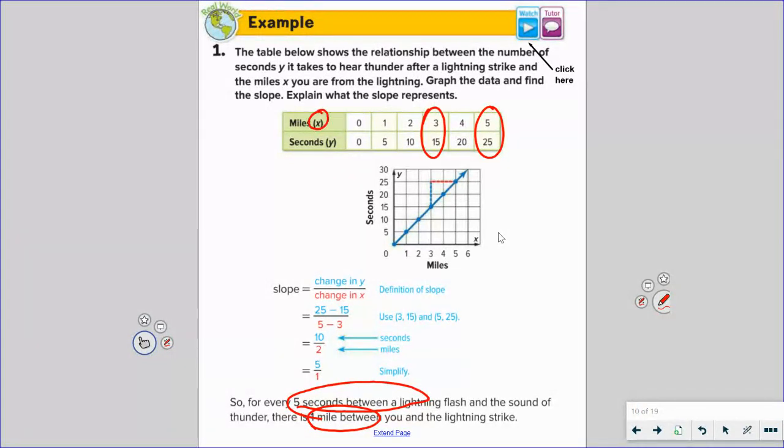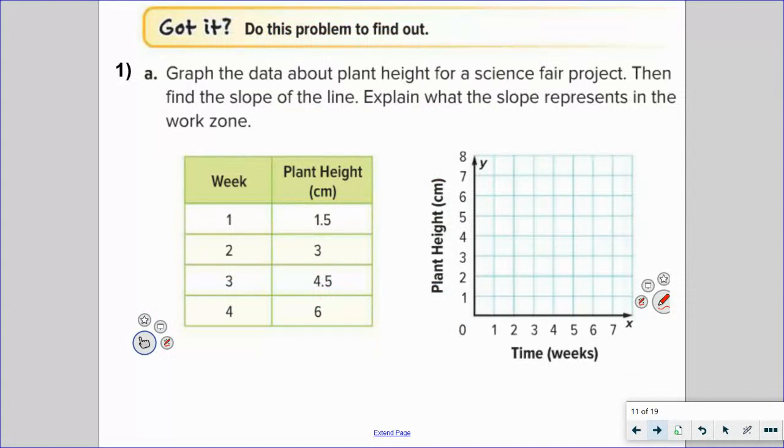P.S. Don't forget, if it doesn't have it on the table, write it. If it helps you to write the ratio, you might want to write seconds per mile, and that'll make sure that you put seconds in the numerator, miles down in the denominator. Now back to your notes. Go ahead and graph those points. Come on back when you're ready.